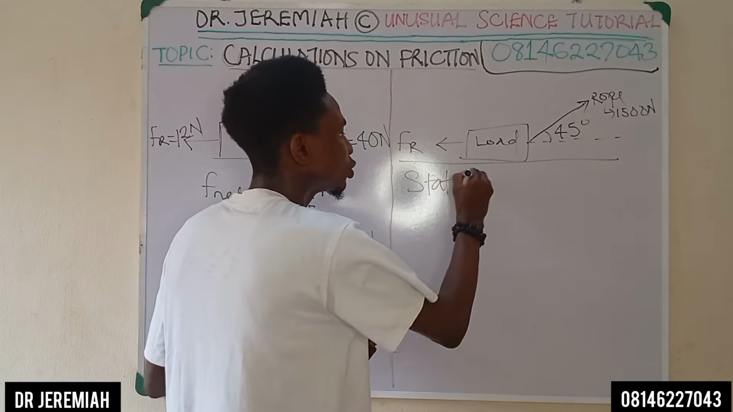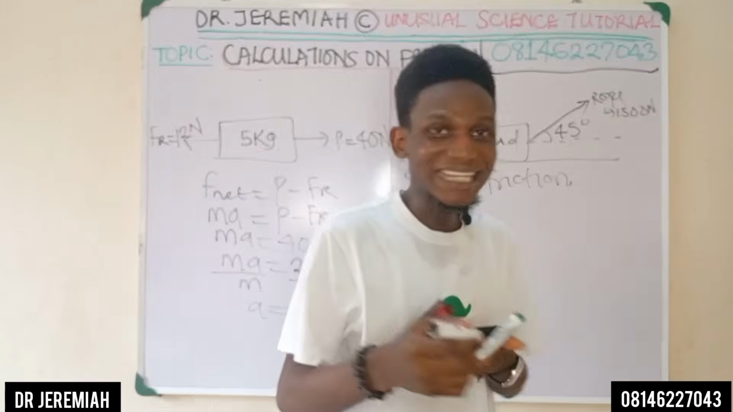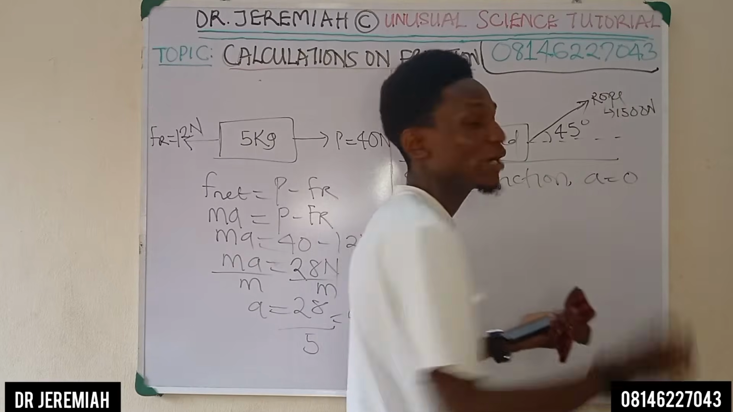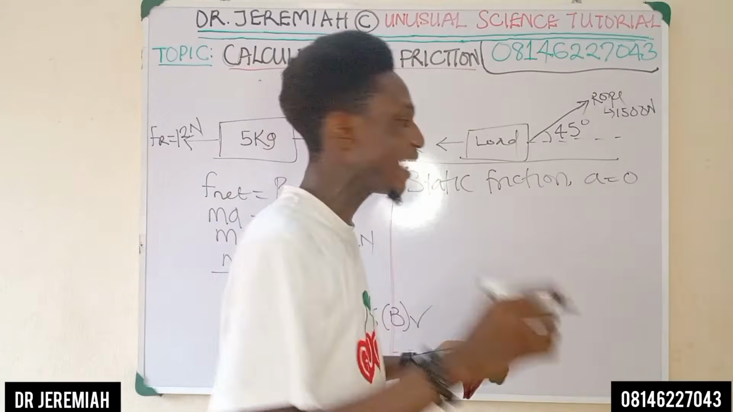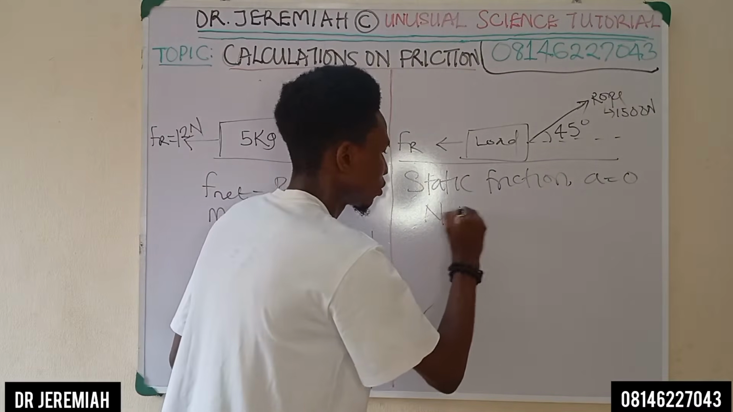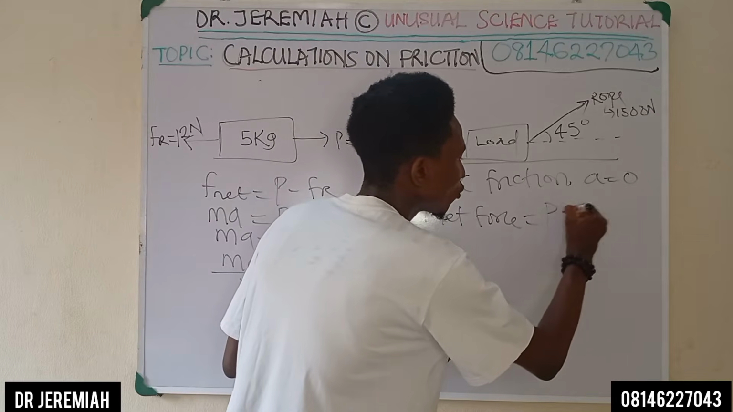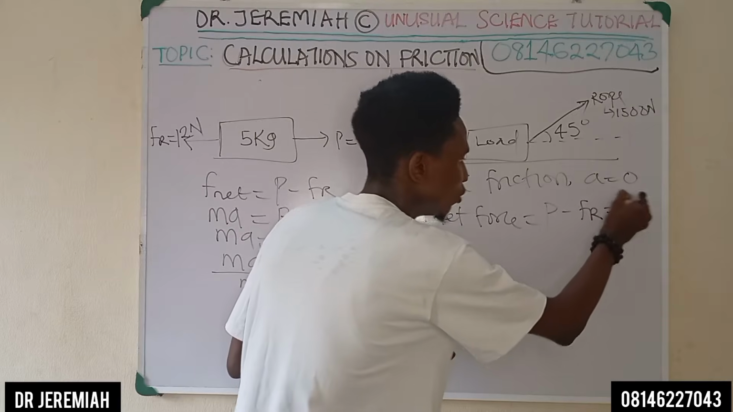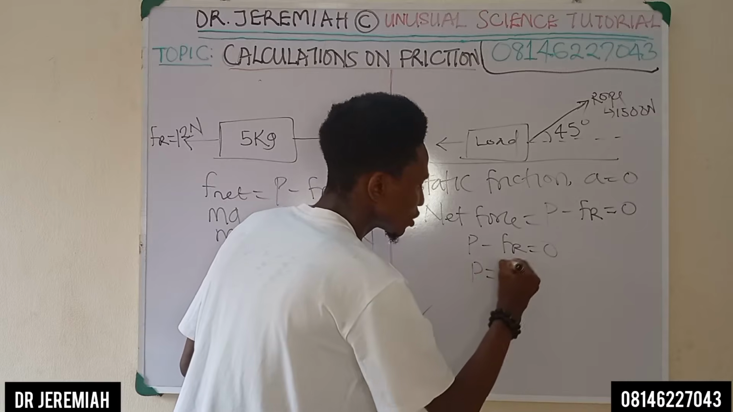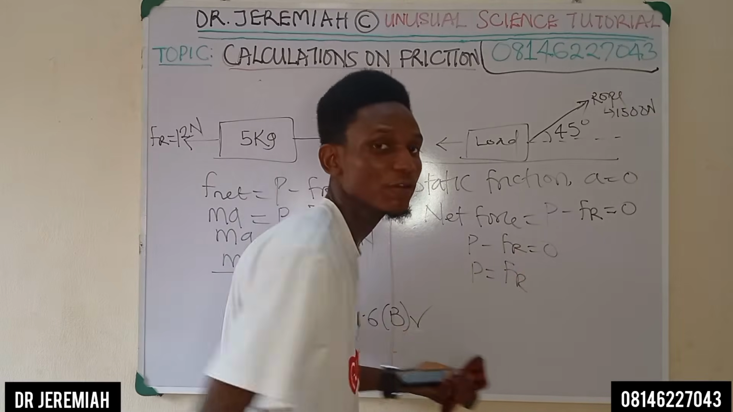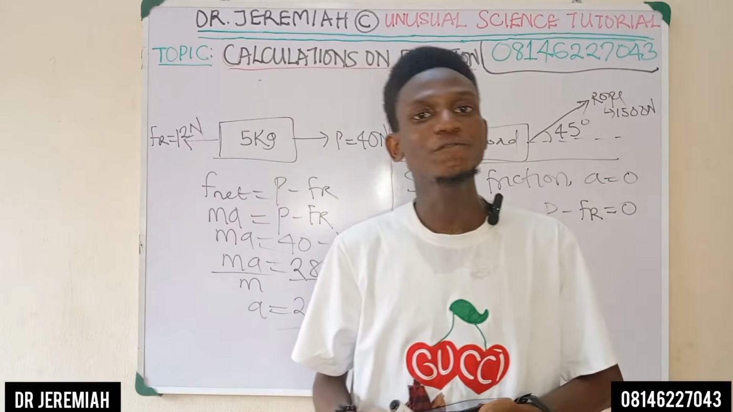So that's static friction. Remember I told you earlier that for static friction there is no net movement, so it means acceleration is 0. That's what we mean by uniform speed or uniform velocity. So acceleration is 0. That goes to tell you that net force, or F net, equals pulling force minus frictional force, which gives you 0. So if pulling force minus frictional force equals 0, this means that pulling force equals frictional force, bringing frictional force to the other side. So when we have static friction, pulling force equals frictional force.